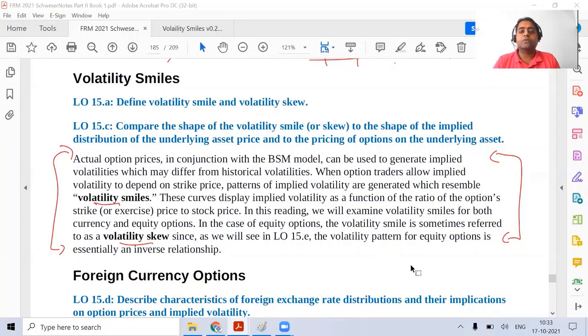Which line are you referring to? This line, Bhavya?